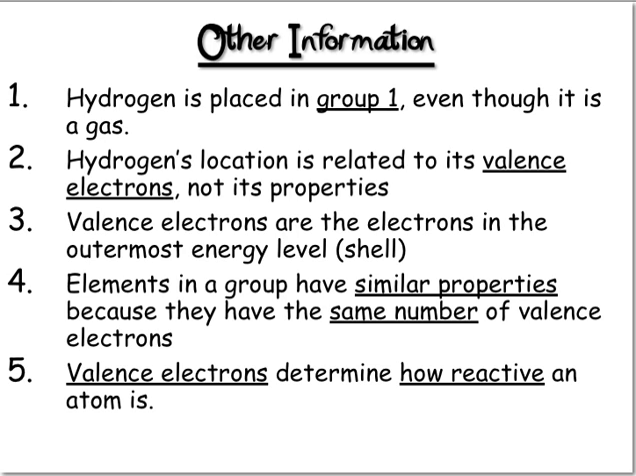Valence electrons are those electrons in the outermost energy level. They are the ones that are involved in bonding. And elements in a group have similar properties because they have the same number of valence electrons, so that's why they are families. And valence electrons also determine how reactive an atom is, so what types of things it's going to do.